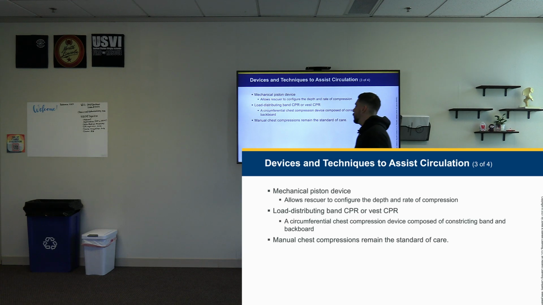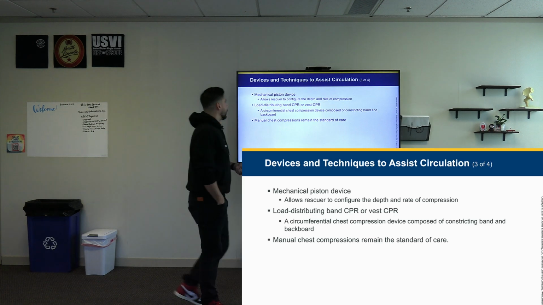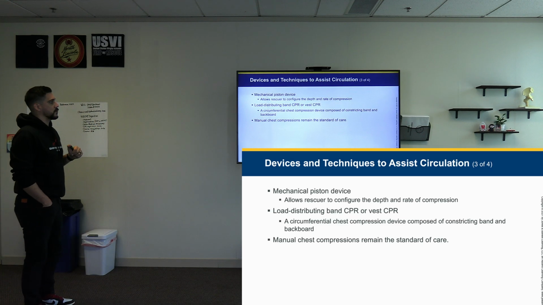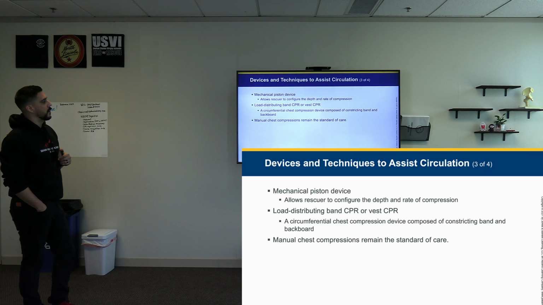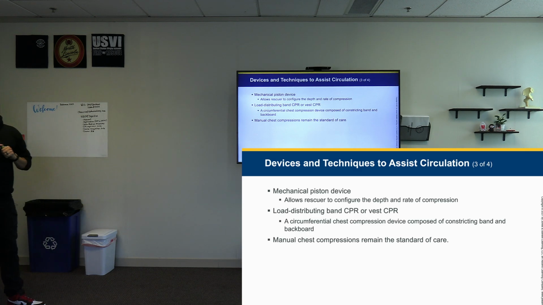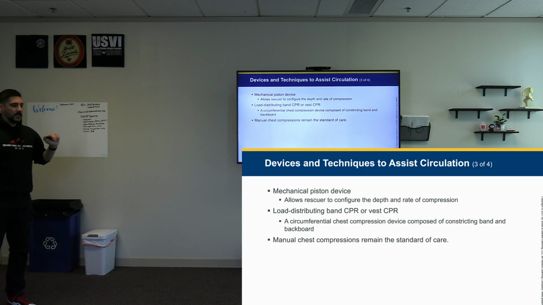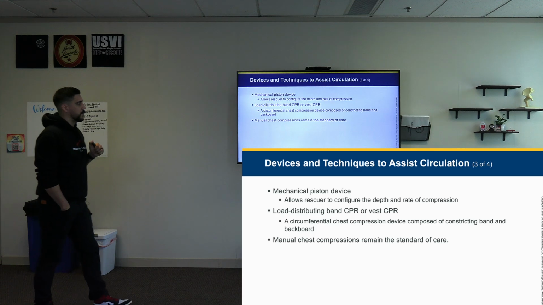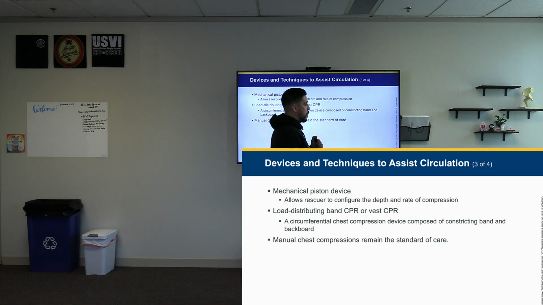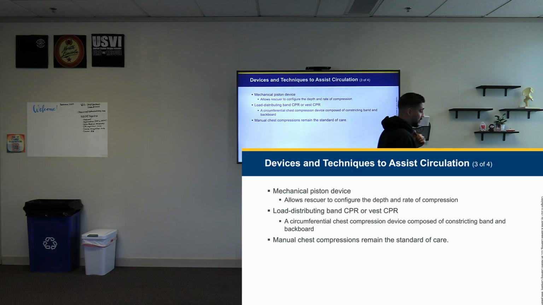Now there are also load distributing band CPR, vest CPR, so a circumferential chest compression device composed of constricting bands and a backboard, and there's an image of that on our next one. But last but not least, once again, manual chest compressions are the standard. That is the standard of care. At minimum, you need to know how to do CPR with no devices, because here's the kicker: not every patient you have will fit into these devices.